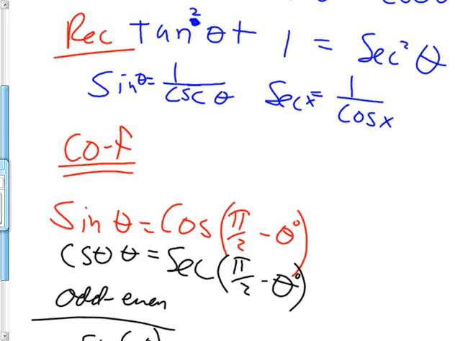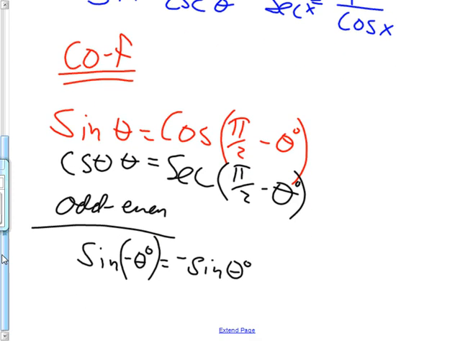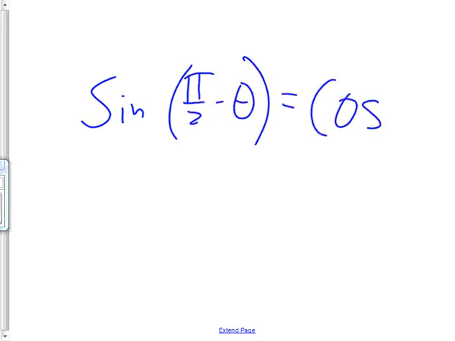The cofunction ones, you can start with sine of theta equals cosine of pi over 2 minus theta, or you can start with them this way, like sine of pi over 2 minus theta would be cosine of what? Theta. Okay. Now those, again, once you start, it's really pretty easy.